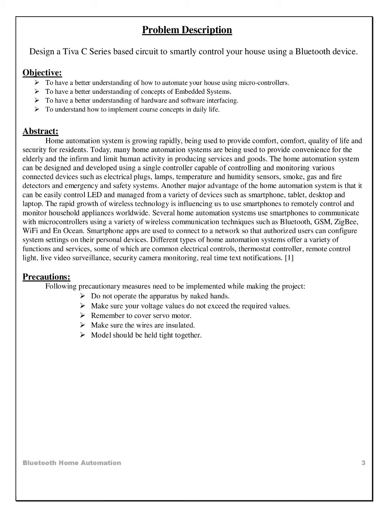Another major advantage of the home automation system is that it can be easily controlled and managed from a variety of devices such as smartphones, tablets, desktops and laptops. The rapid growth of wireless technology is influencing us to use smartphones to remotely control and monitor household appliances worldwide. Several home automation systems use smartphones to communicate with microcontrollers using a variety of wireless apps, so that the authorized user can configure system settings on their personal devices. Different types of home automation systems offer a variety of functions and services, some of which are common: electrical control, thermostat control, remote control of lights, live video surveillance, security camera monitoring, and real-time text notification.